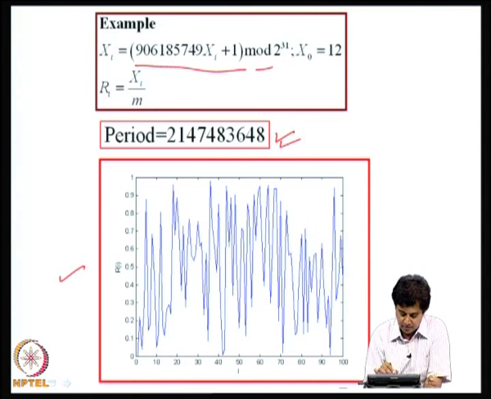So, this is a fairly large number. If your application uses numbers, total number of random numbers that you are using is less than this, you could go for this.